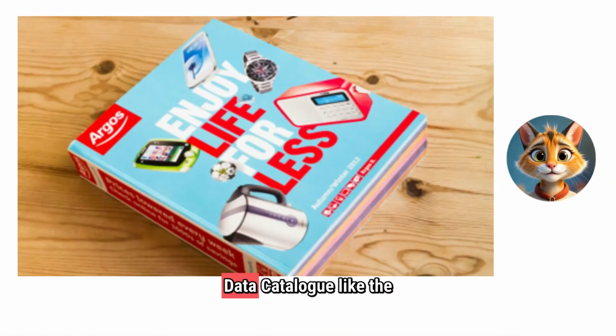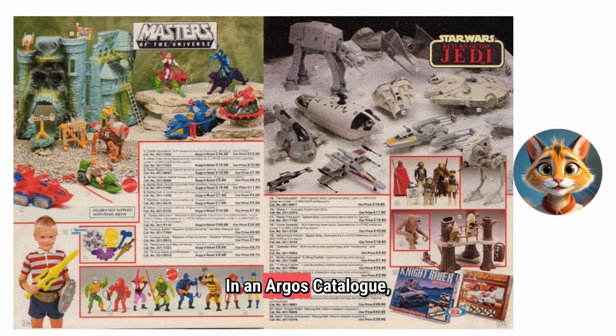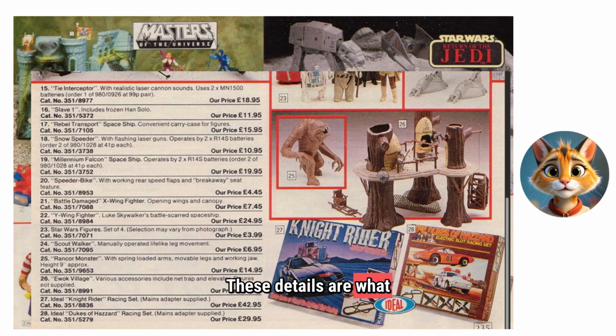Think of an enterprise data catalogue like the Argos catalogue in the United Kingdom. In an Argos catalogue, every product is listed with details such as its name, description, price, and order number. These details are what we call metadata, information that describes the product. In the same way, an enterprise data catalog lists all the data products in an organization, like yours and mine. You might know a data product by another name, such as a data asset or data set.